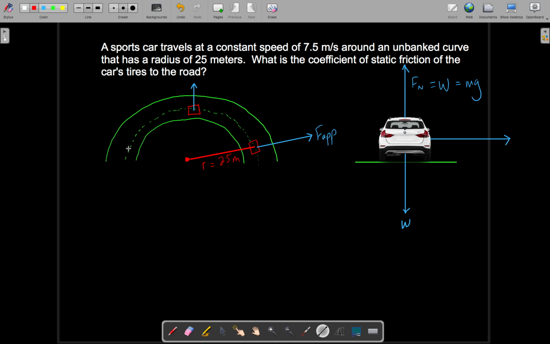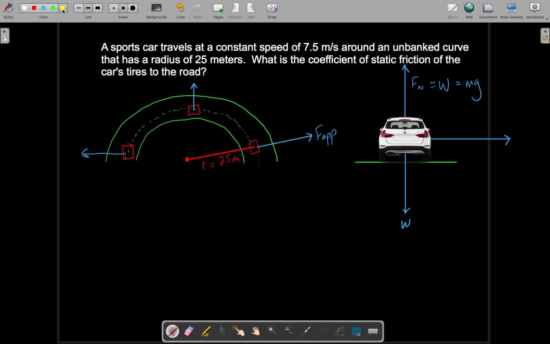And if your car happens to be here now, oops. If your car is here, your applied force is going here, like that. Okay, so the applied force is the force that is directed away from the curve. It's the force that makes you feel like you're going to swerve off of the curve.